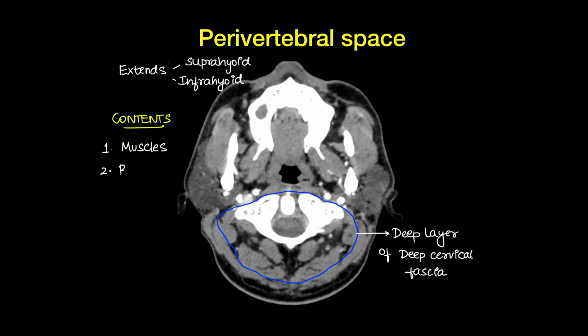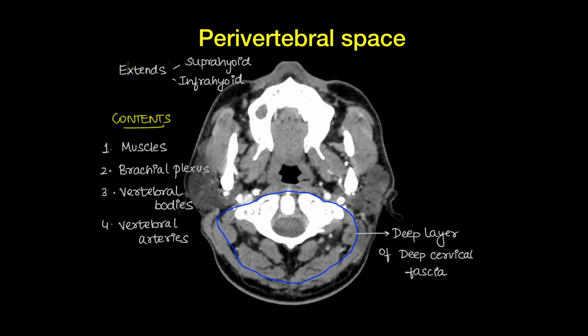Contents are the perivertebral or paravertebral muscles, the brachial plexus or the nerve roots which are exiting from the cervical region, of course the vertebral bodies, and the vertebral arteries which pass through the foramen.